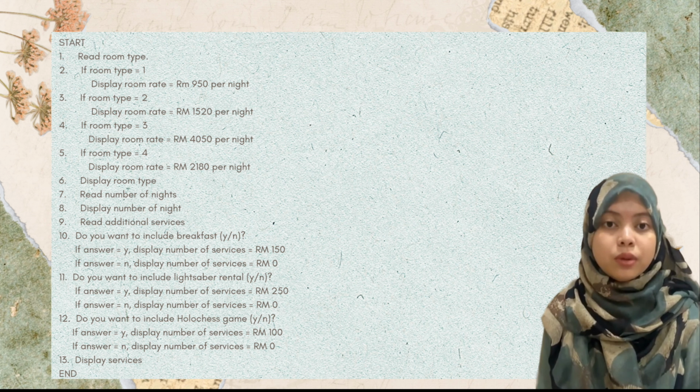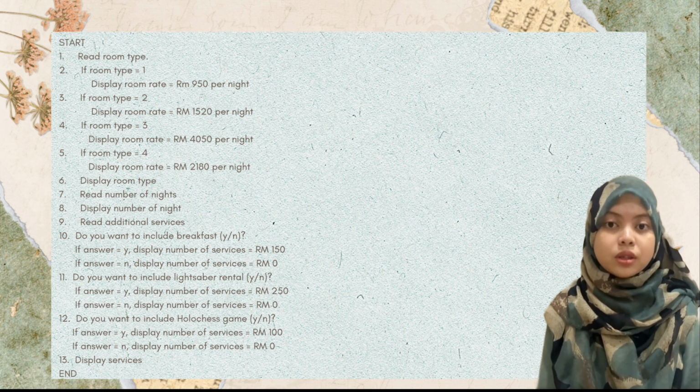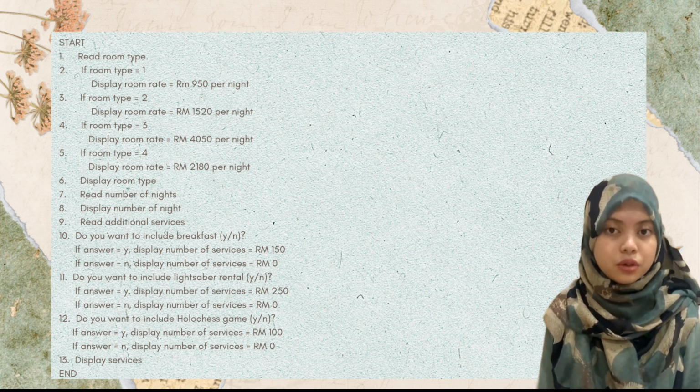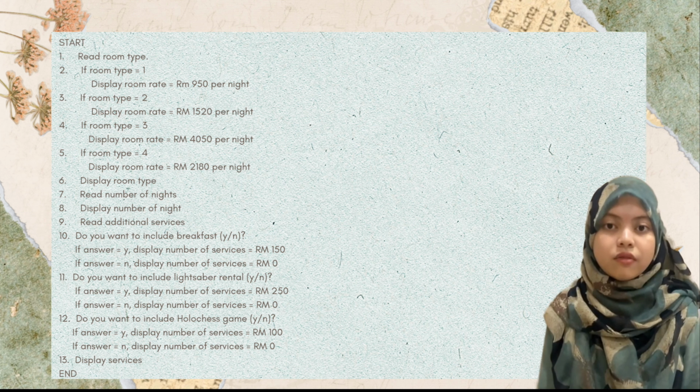Number 10 will be: do you want to include breakfast, yes or no, or y/n. If answer equals y, display number of services RM150. If answer equals n, display number of services RM0. Do you want to include lightsaber rental, yes or no, or y/n. If answer equals y, display number of services RM150. If answer equals n, display number of services RM0. Do you want to include holo chess game, yes or no, or y/n. If answer equals y, display number of services RM100. If answer equals n, display number of services RM0. Display services.